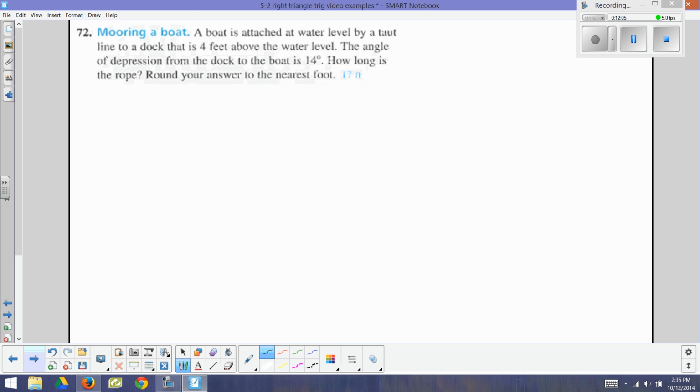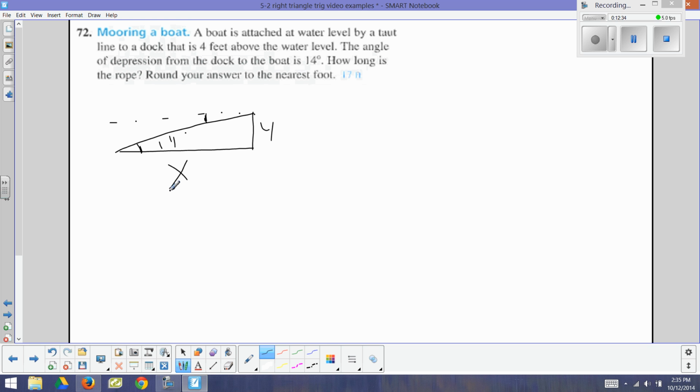Okay, so I have a line that is attached, and it says at water level. The dock is 4 feet above water level. The angle of depression from the dock to the boat, so that angle right there, which is the same as that angle right there, is 14 degrees. How long is the rope?